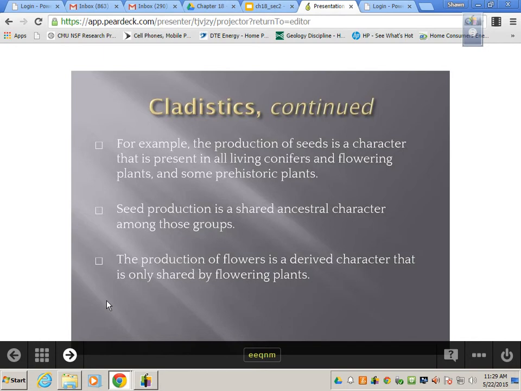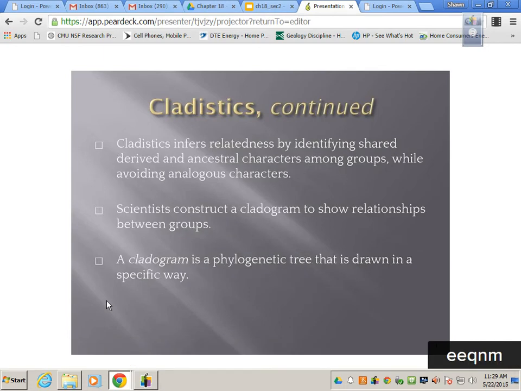And cladistics infers relatedness by identifying shared derived and ancestral characteristics among groups while avoiding the analogous ones. So analogous characters do not have a common ancestor and are said to be related through convergence, not divergence.